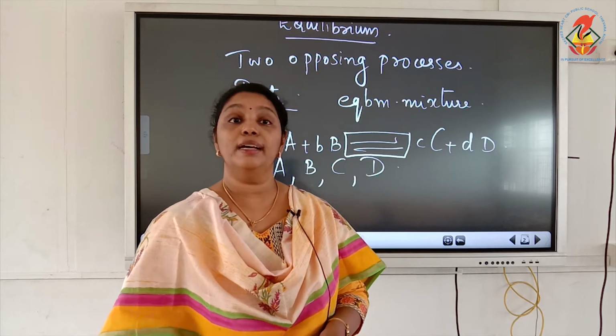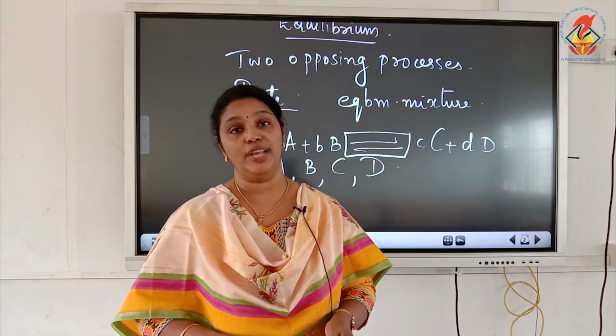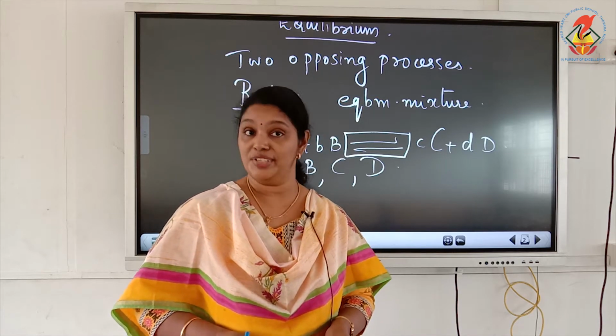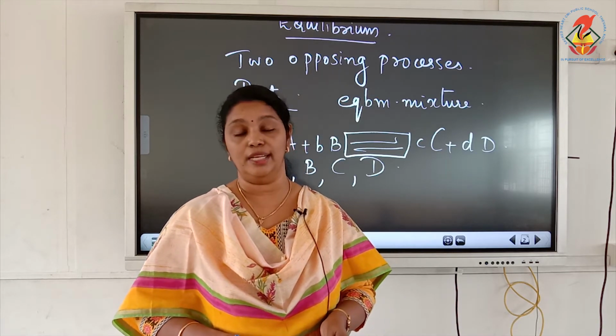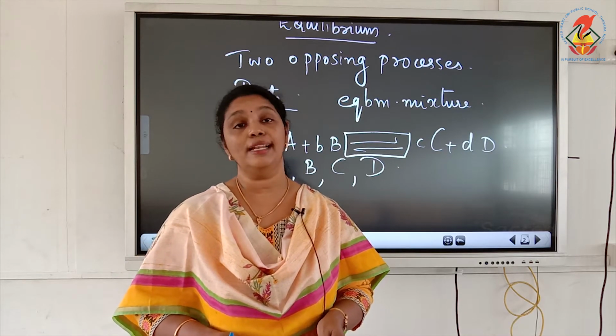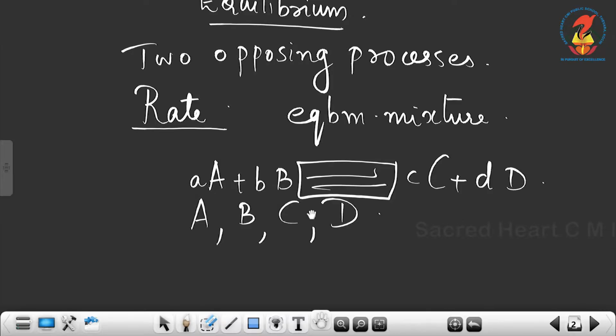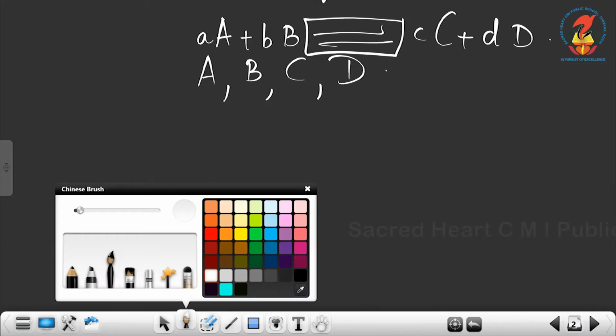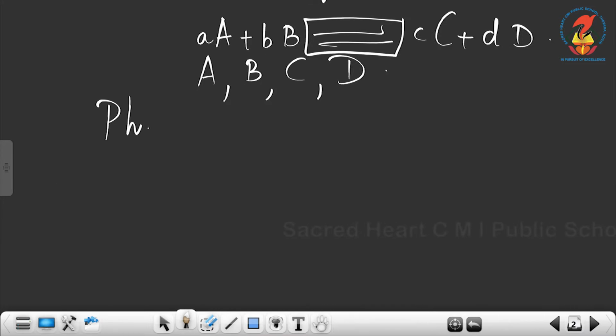Now, there are two types of equilibrium which we have to study. One is physical equilibrium and the other is chemical equilibrium. In this video, we are going to study about physical equilibrium. So, let us discuss in detail about physical equilibrium.